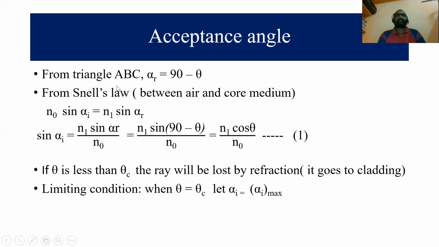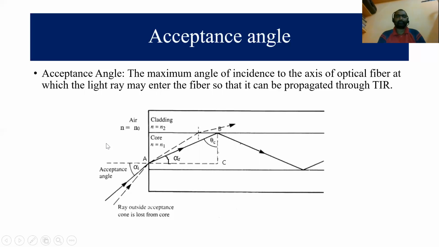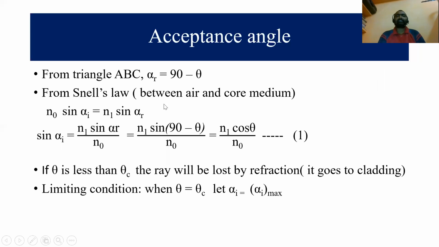From triangle ABC, alpha r is equal to 90 minus theta. So here you can see the triangle ABC. From this, we can write alpha r plus theta equal to 90 degrees. Alpha r plus this theta equal to 90 degrees. From that, we can write alpha r equal to 90 minus theta.